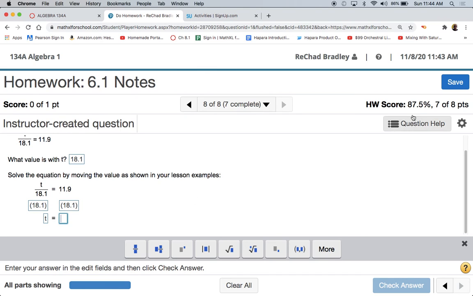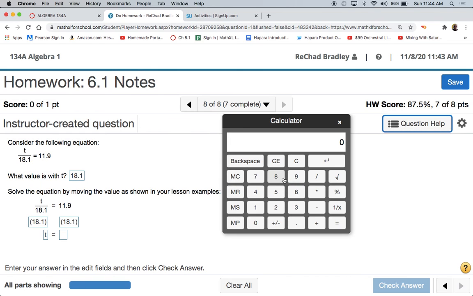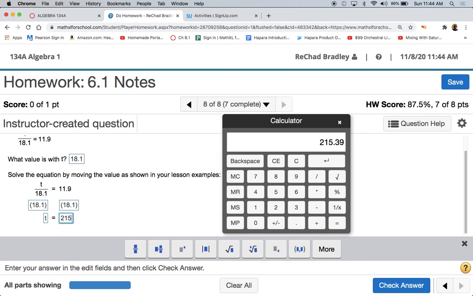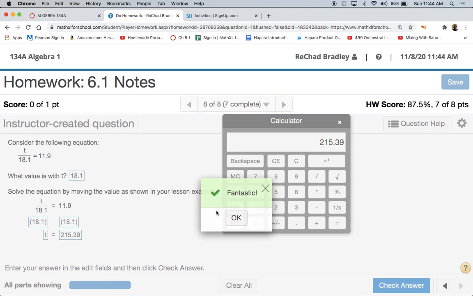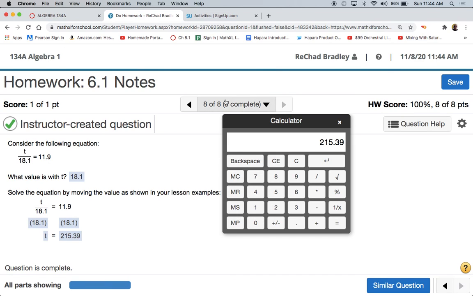And then 11.9. I don't know why they didn't set it up to where, oh, backspace, pretty nice, to where it just stays up for you, because it's not like you're only going to need it one time. 215.39. And hopefully what you're noticing is that the decimals, all they do is just make it so we have to use a calculator. But as long as you trust the steps, as long as you're doing your steps correctly, and as long as you're typing everything in the right way, it's still going to work out.